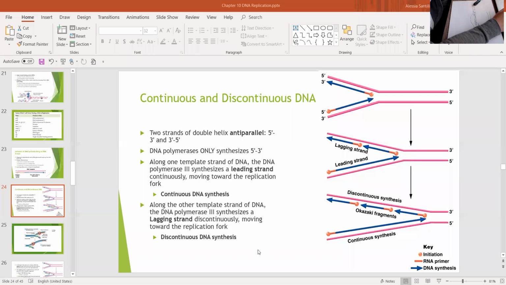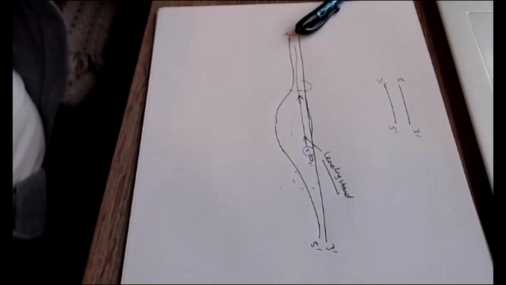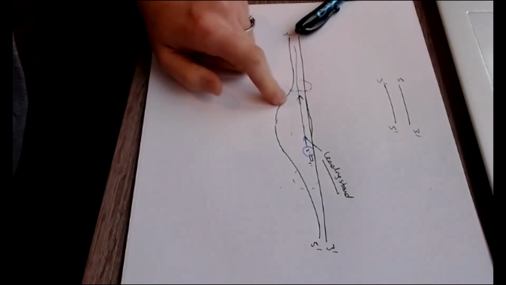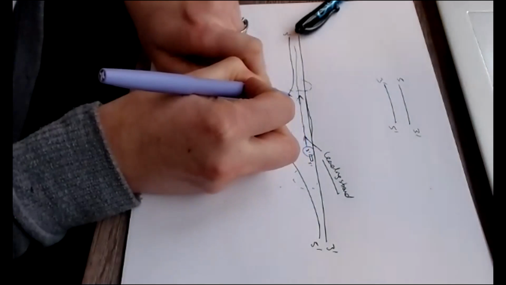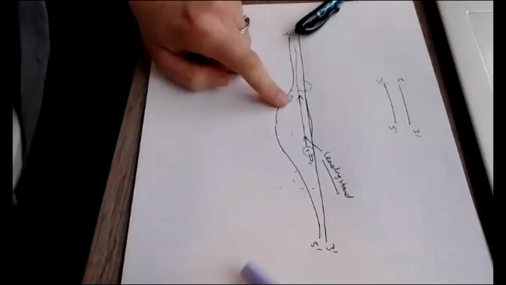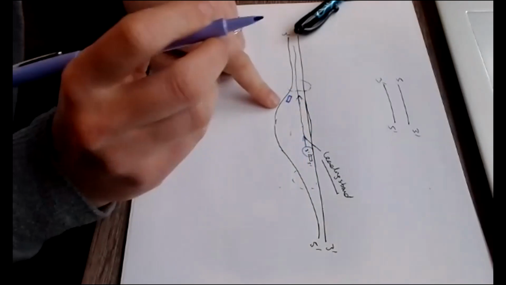So we have continuous DNA synthesis, all right? However, for the next strand, you'll notice this. Here, your RNA primer, the primase is going to make it here. I'm using another color, sorry. So the primer is going to be made here, okay?